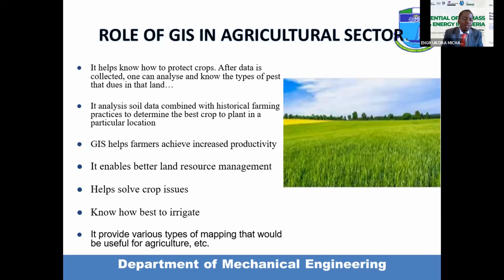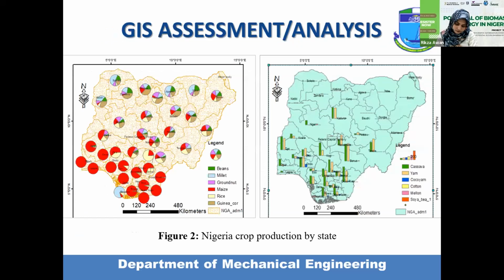Here's a picture of a GIS map and analysis for Nigeria. It shows the different crops as they're distributed for the various states in Nigeria. The left of figure 2 shows that of beans, millets, groundnuts, maize, rice, and guinea corn, while the figure at the right shows another. Now, here we can see that one can use GIS to display in form of pie charts as well as bar charts. That is one of the analyses GIS can perform.